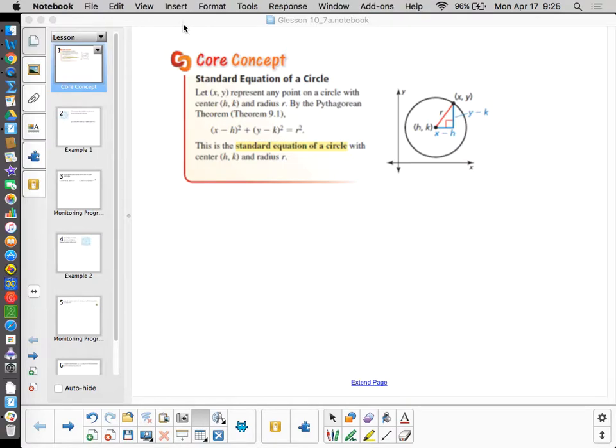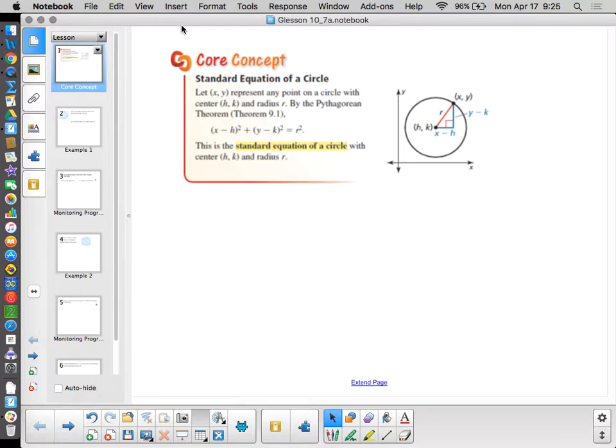Chapter 10, Section 7 deals with the equation of a circle. So this is definitely more of an algebra lesson in a lot of ways, but it brings the relationship between algebra and geometry clearly into view, that there's a distinct relationship here. Basically, when we are finding the equation of a circle, there is one point that we're really interested in, and that is the center of the circle.